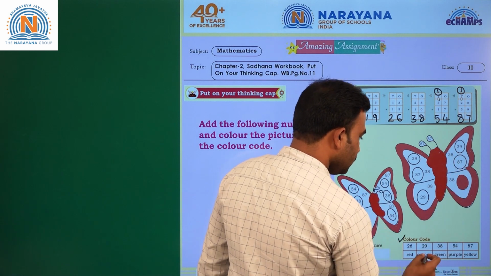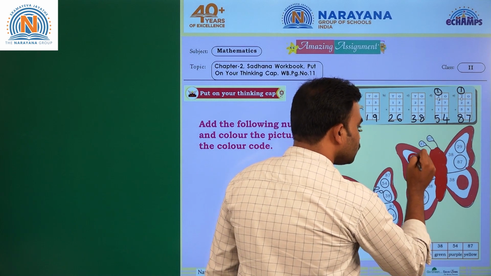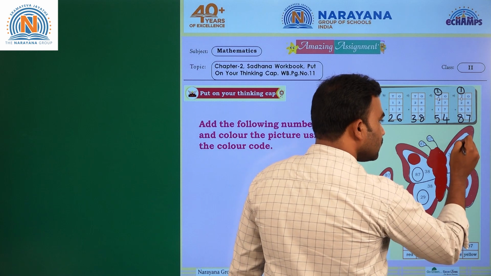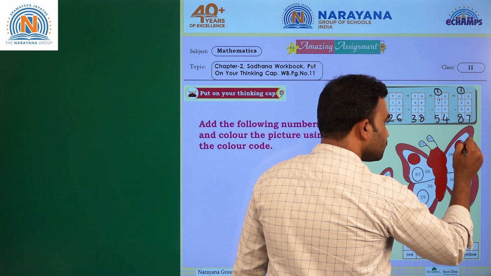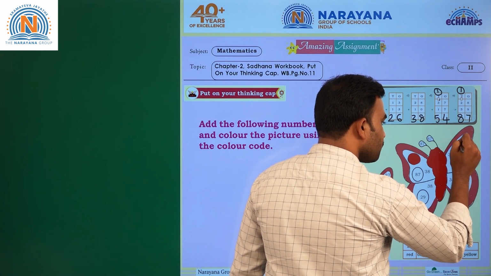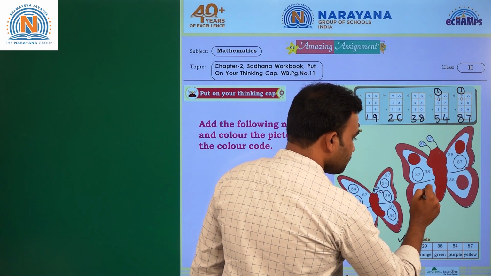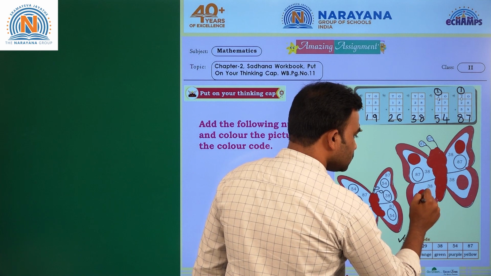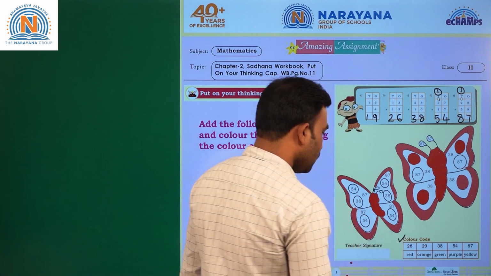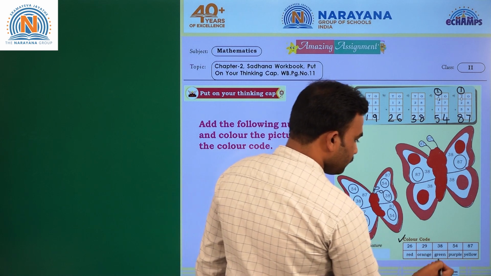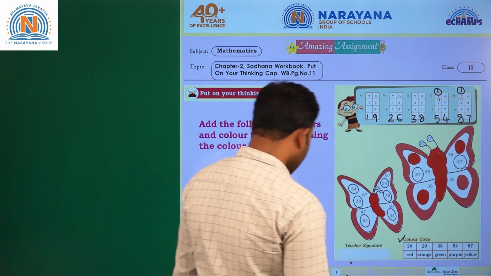Next 29, yeah, here 29 is there. Next, here also 29 is there. Next, here also 29 is there. So fill with orange color according to our given code. Next 29, no. Next 38 with green color.